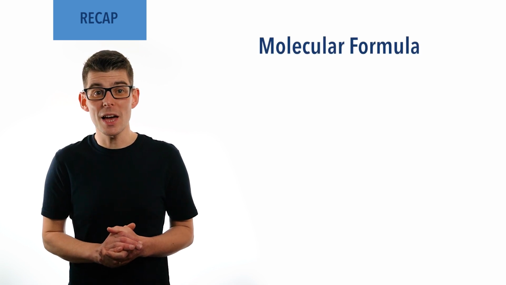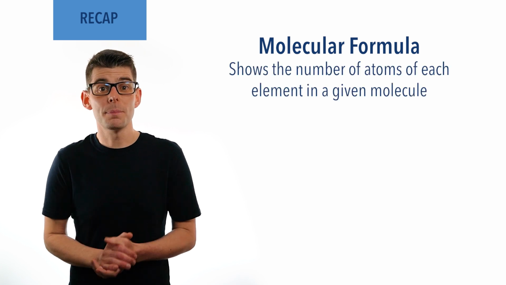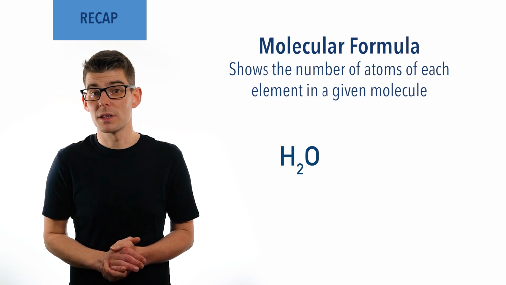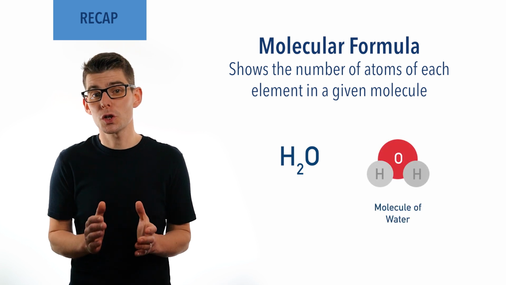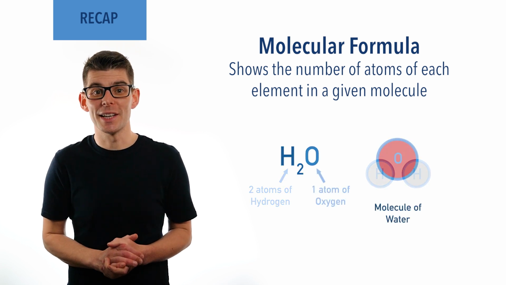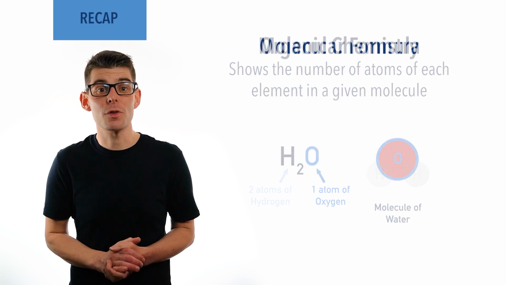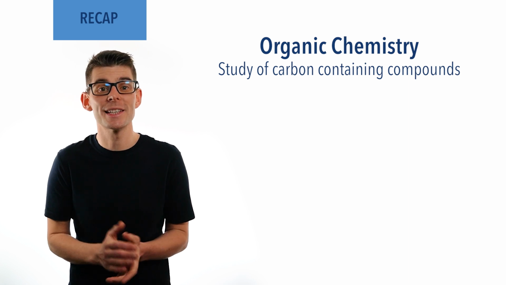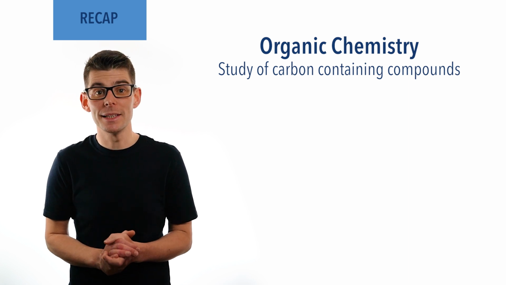Before we talk in detail about structural isomerism, it's important you are comfortable with what we mean by molecular formulas and, more generally, organic chemistry. Molecular formulas show the number of atoms of each element in a given molecule. For example, the molecular formula H2O shows us that one molecule of this substance, water, contains 2 hydrogen atoms and 1 oxygen atom. Organic chemistry is the study of carbon-containing compounds, apart from carbon dioxide, carbon monoxide, and carbonates.